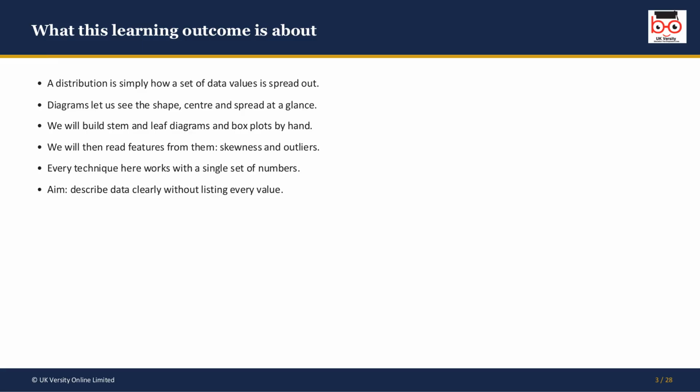The whole point of a diagram is that it lets you take in the center, the spread, and the shape all at a glance, without listing every single value. Everything here works on a single set of numbers, and we're always aiming to describe that data clearly and honestly.